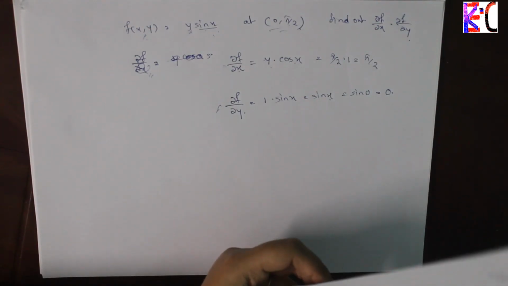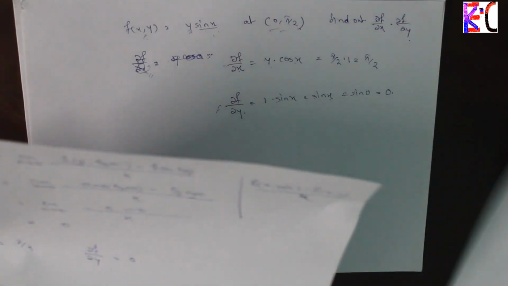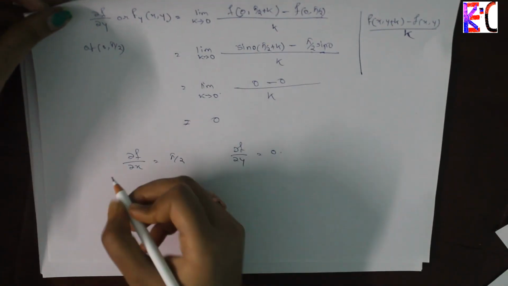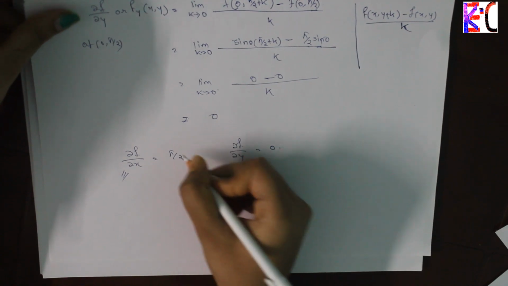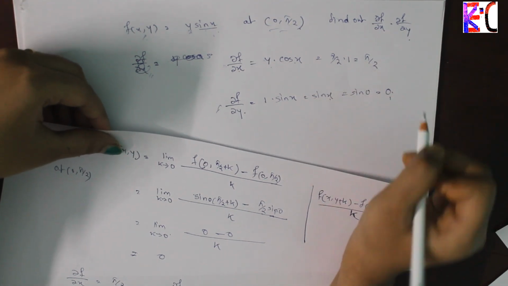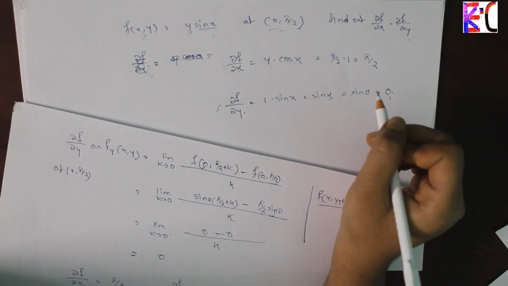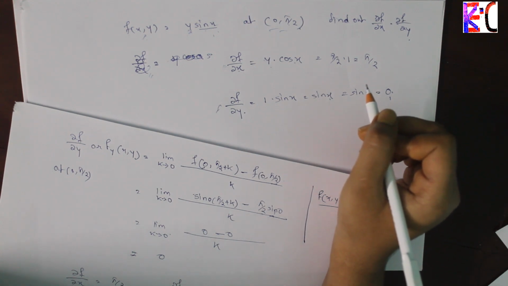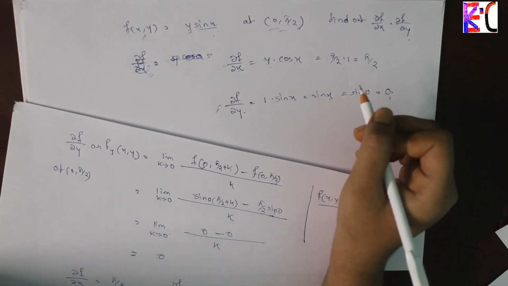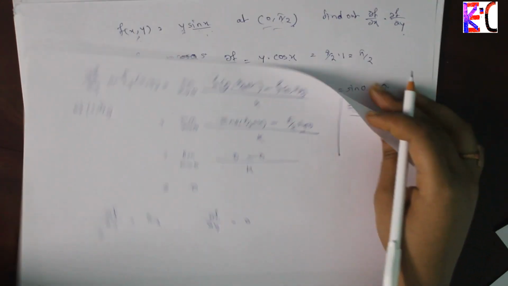Students, you can see that the results of both processes are the same. From the definition, the answer is pi by 2 and 0, and without the definition it is also pi by 2 and 0. Hence it depends on the question requirement. If the question asks to derive from the definition, then you will use the first procedure, else the second one. Thank you.